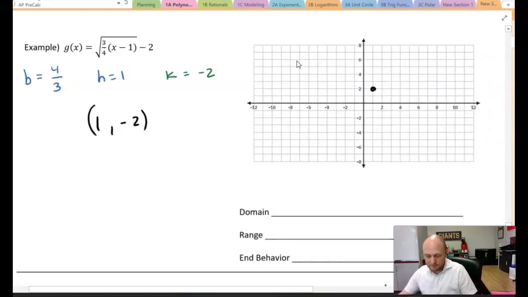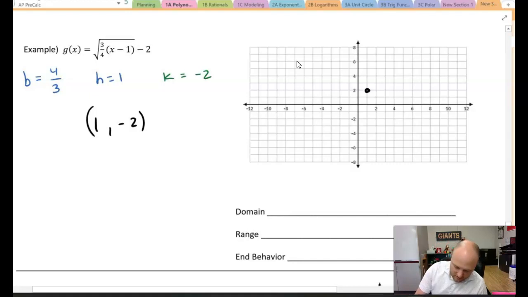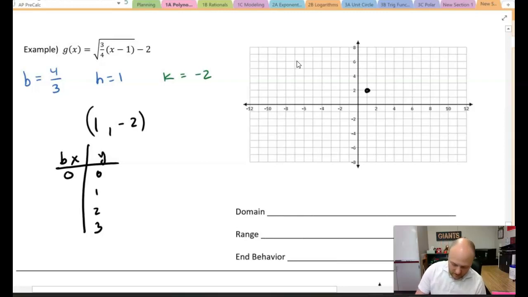There's our anchor point. And then I'm going to go ahead and make my little table. So bx times y. Again, the y values 0, 1, 2, 3 are unaffected. And we have 0 times 4/3. That's 0. 1 times 4/3. That's 4/3. We have 4 times 4/3. That's 16/3. And we have 9 times 4/3. So 9 times 4/3, the 3 is going to cancel, and we should get 12.